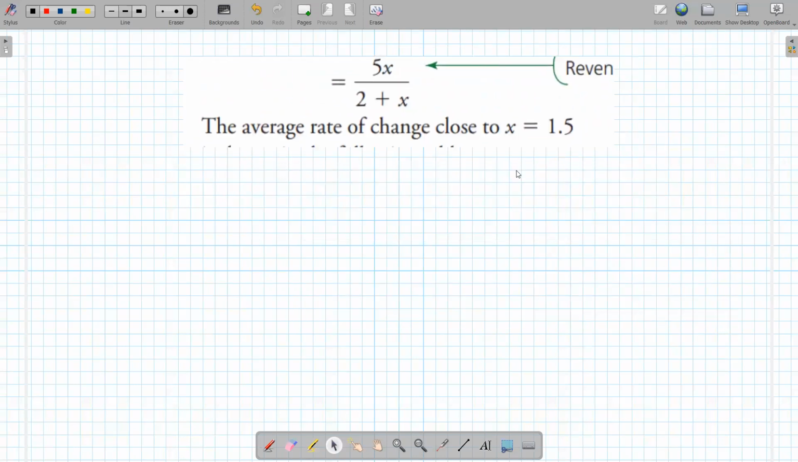So here, instead of having a polynomial, we have a rational function. Rational function means you have something in the numerator, something in the denominator: 5x over 2 plus x. The question is simply asking you, what's the instantaneous rate of change when x is 1.5? So how do we do this? It doesn't matter what the function is, the process of finding IROC is the same.